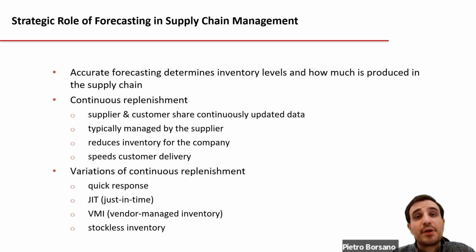Other possibilities resulting from the adoption of continuous replenishment, which is possible primarily due to the adoption of IoT technologies or sensors that can detect in real time what's going on in the company, and big data, would be quick response. So being able to respond faster to market needs, shifting to just-in-time production, shifting to vendor-managed inventory rather than a company-managed inventory, and also potentially leading to stockless inventory.